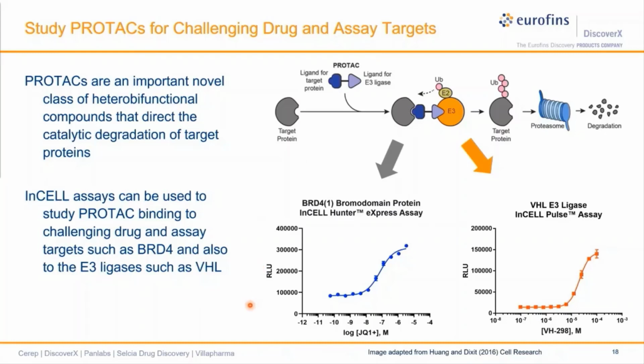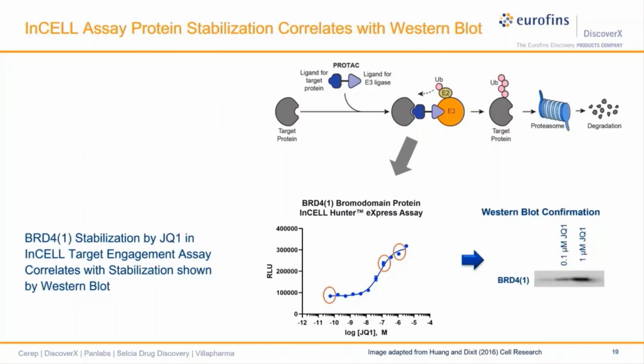This curve here shows a BRD4 InCELL target engagement assay with compound JQ1, and this curve over here shows a VHL InCELL assay with compound VH298. As shown, InCELL target engagement assays allow study of ligands for challenging PROTAC targets such as BRD4 and E3 ligases such as VHL. Just to follow up on the previous example, we have actually shown that the InCELL target engagement assay signal, due to target stabilization, correlates with other external measures of target stabilization.